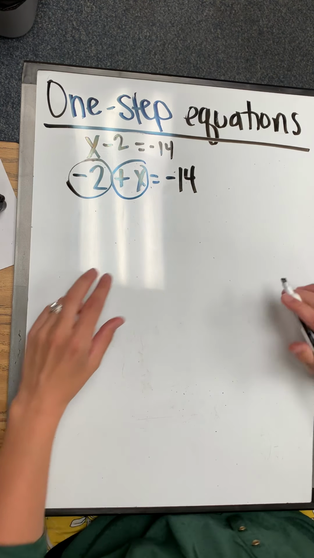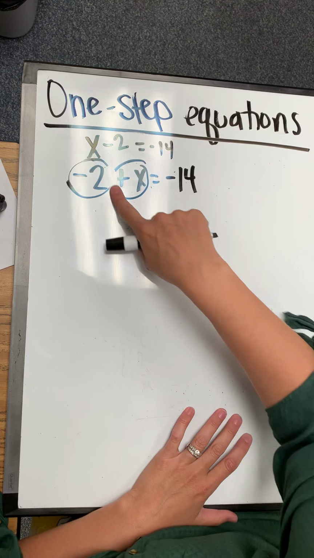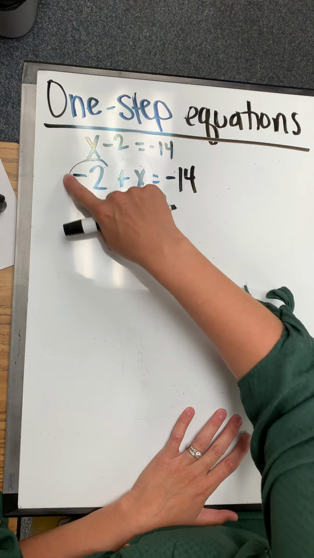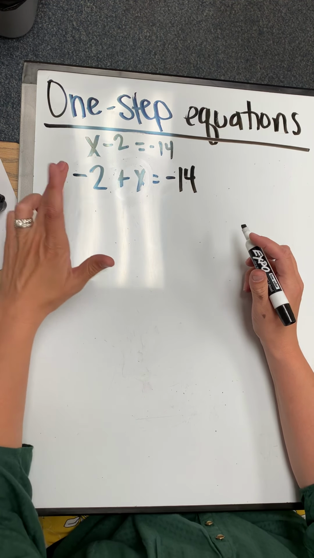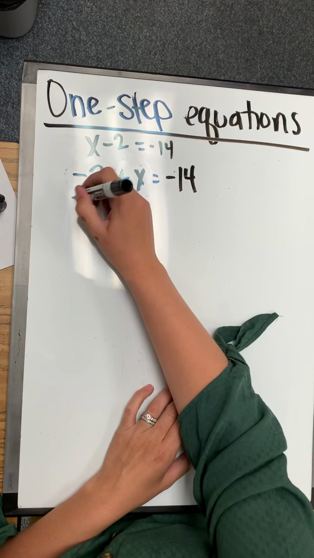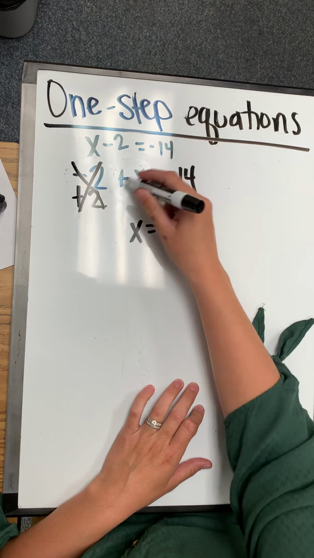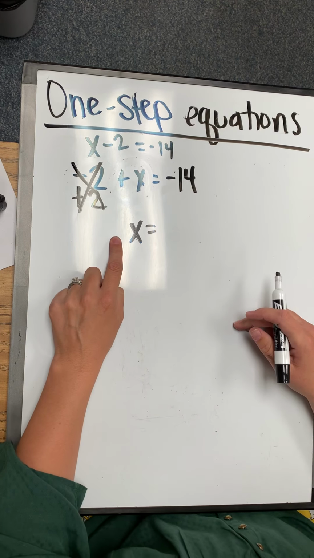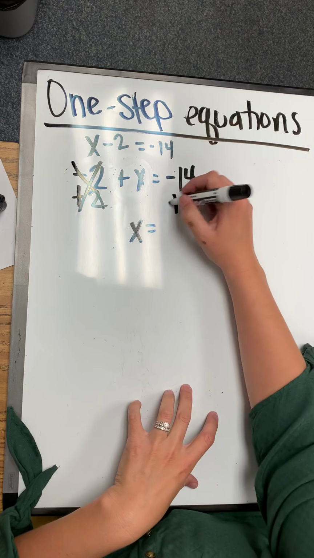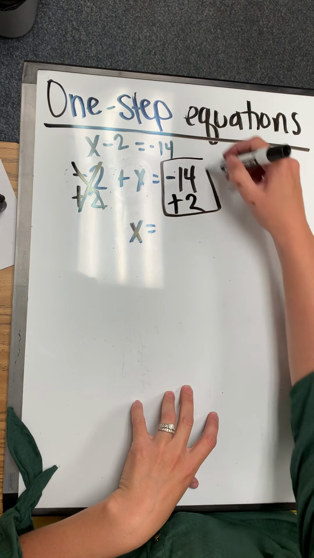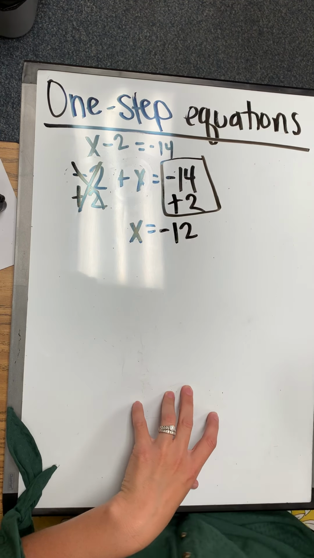But you're not going to want to do that for all of them. So you want to be able to see that this is your variable. You have to get rid of a -2. How do you get rid of a -2? By adding 2. So you get rid of that one, and what you are left with is just a positive x. I no longer need my positive sign. So because I've added 2 on this side of the equal sign, I have to add 2 over here. And then I just do what the numbers tell me to do. -14 plus 2 is a -12. Totally okay.